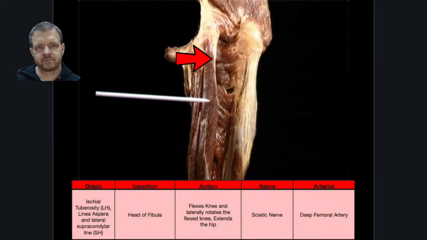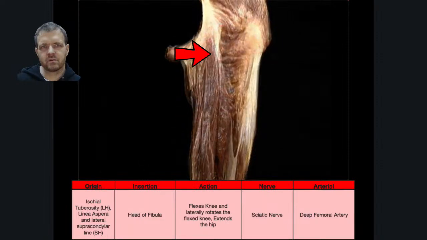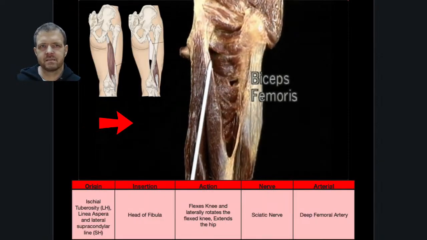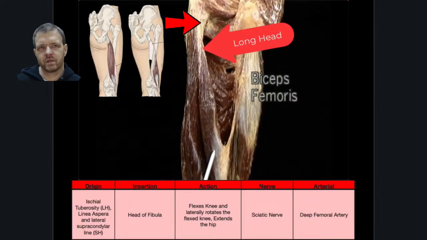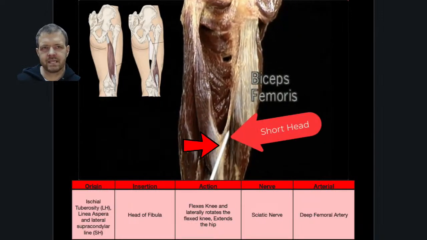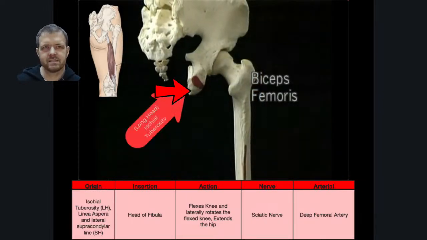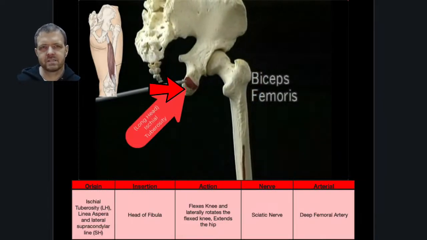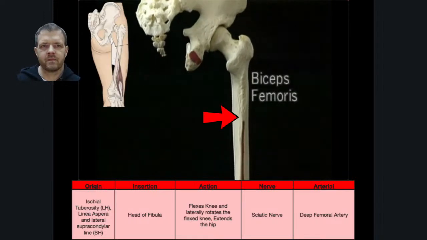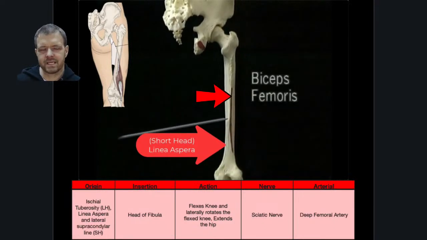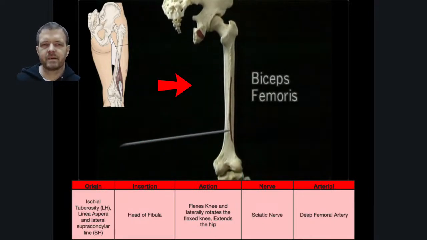Cool. And then the last one, biceps femoris on the outside, and it's got two heads. So you can see all of those attaching on the ischial tuberosity, and then it's coming down here. Short head joins in, and you can see the conjoined tendon. So that's where long head attaches, and then short head attaches here. Okay, so quite a broad attachment on the back of the femur there.